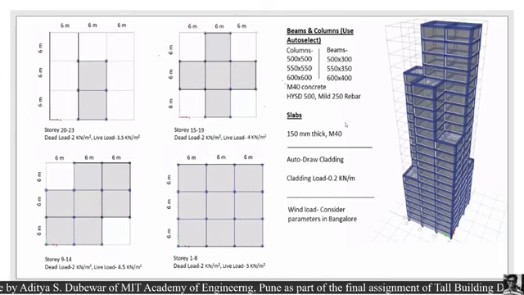For designing this G plus 23 structure, we are using M40 grade concrete, HYSD 500 steel, and mild 250 rebars. For the slab section details, it is a 150 thick slab, and we are using M40 grade concrete for this. For cladding, we are using the AutoDraw cladding command, and for cladding load, add 0.2 kN per meter square. And for wind load, we are considering Bangalore city for the various wind load parameters.